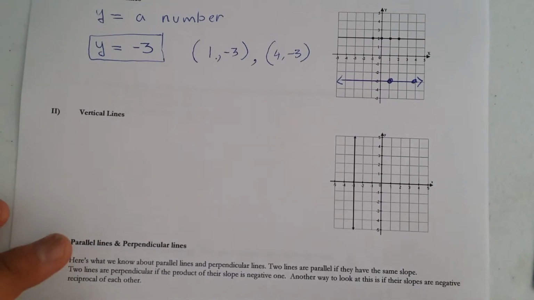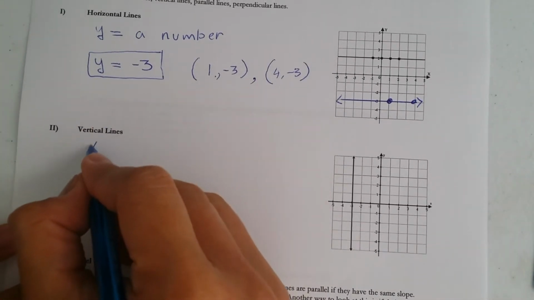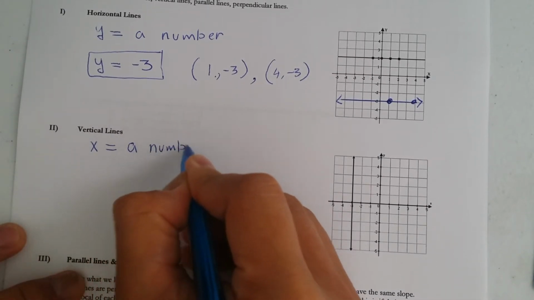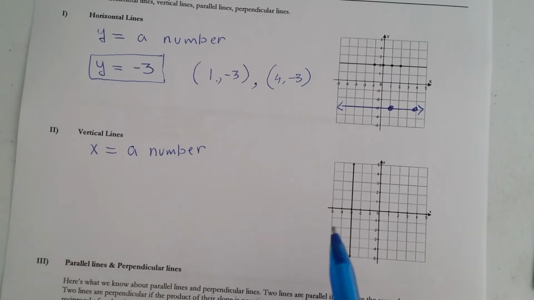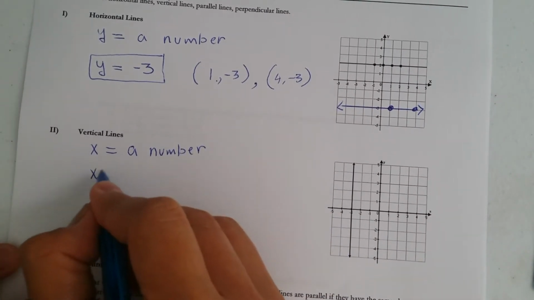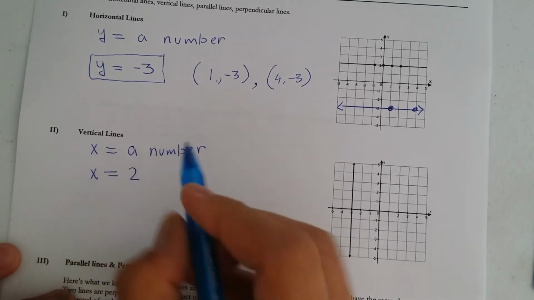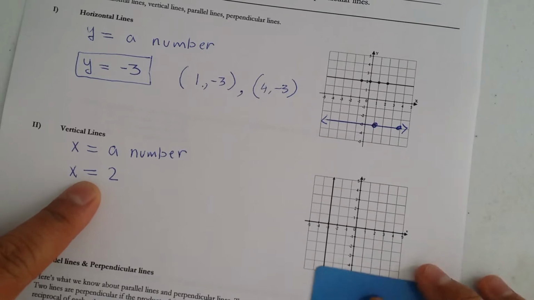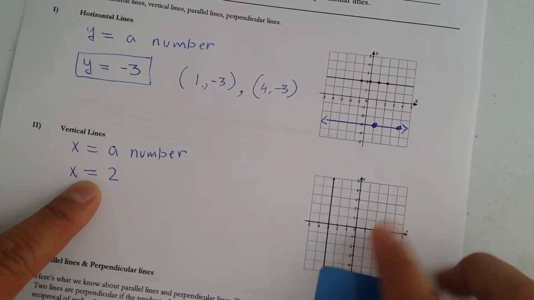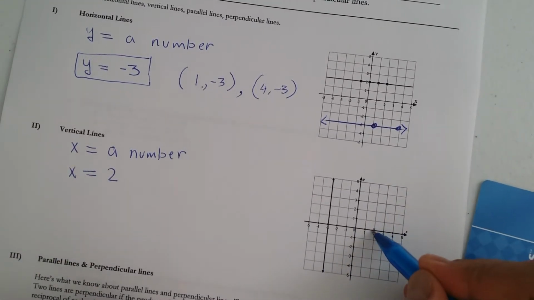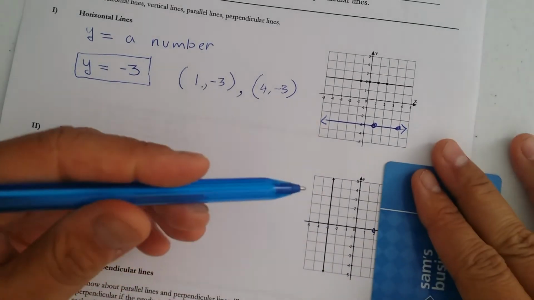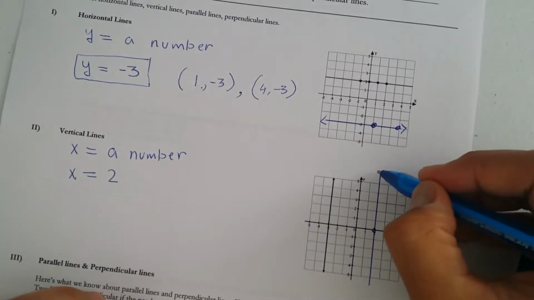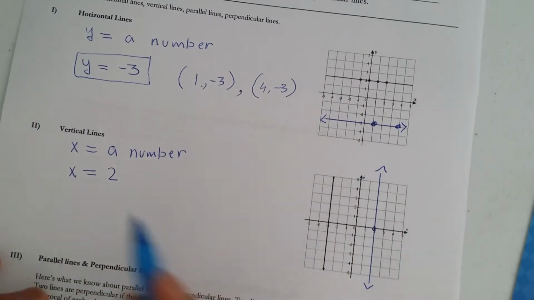Vertical lines. Vertical lines are described by x equals a number. This is the equation of a vertical line. Example, x equals 2. To graph x equals 2, we go to the value of 2 on the x-axis. Maybe put a dot there, and then construct a vertical line. The same argument can be used to show why this is a vertical line.